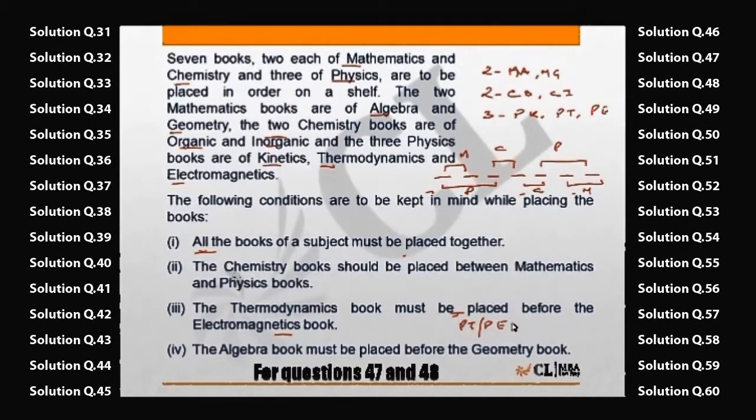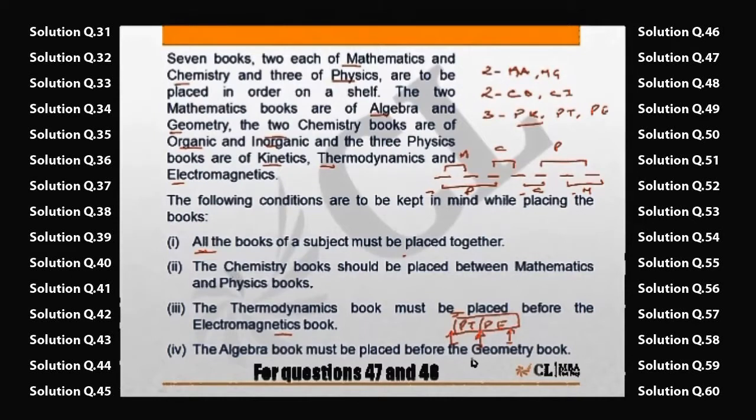And the third book of physics, which is kinetics. Kinetics could come here, after kinetics could come here, kinetics could come here also. All we are saying is thermodynamics has to come before, not immediately before. Okay, so the kinetics book could have these 3 locations possible.